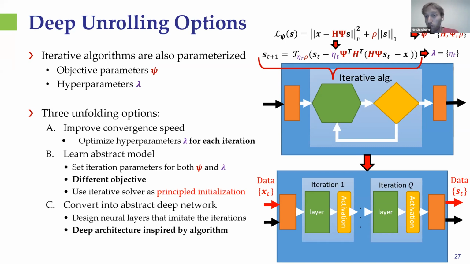The third approach would say, okay, I'm deviating from the algorithm. I no longer care about the original parameterization of my iterative solver. I'm just going to design traditional deep layers which are inspired by how the algorithm works. Let's show examples for each one of those options.